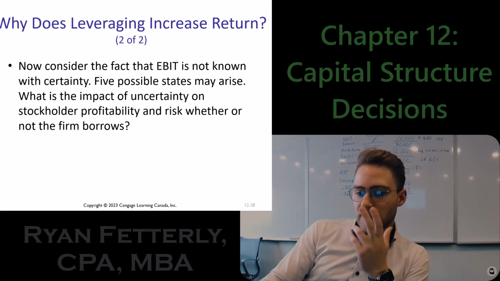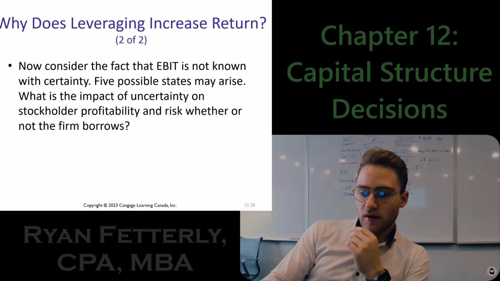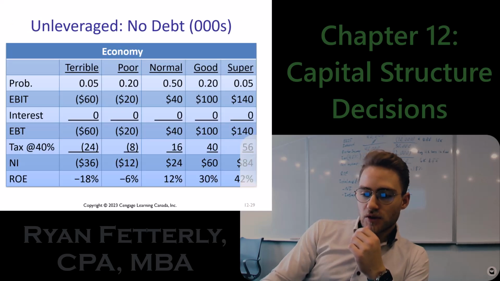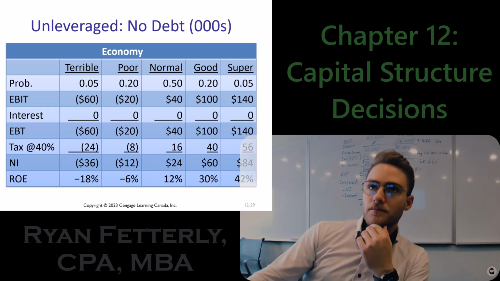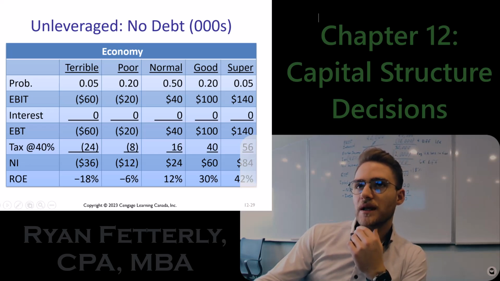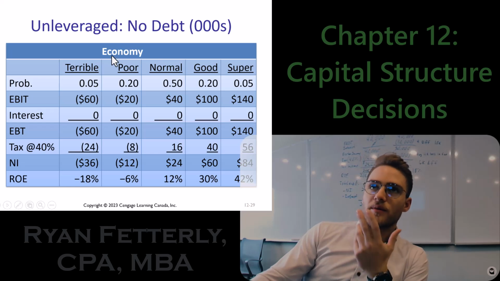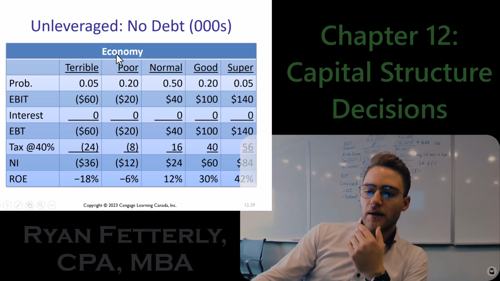So five possible states may arise. What is the impact of uncertainty on stockholder profitability and risk, whether or not the firm borrows? So here is unleveraged, where you have no debt. We do this, which is called scenario analysis, right? We're impacted by business risk. This is what is likely to happen in the economy.